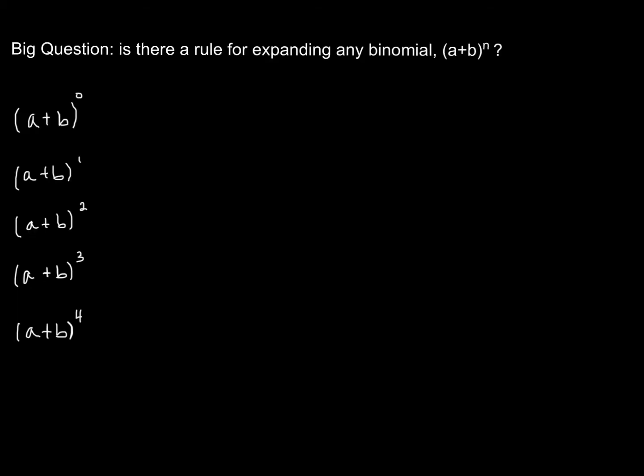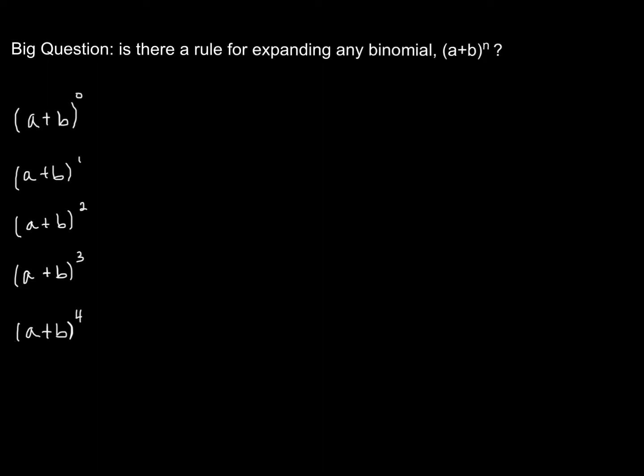Okay, so the rule that we're trying to figure out is what is the rule for taking a plus b and raising it to the nth power? What am I going to be getting whenever I do this? And this is for any binomial a plus b, and so what we need is to represent each of these possible terms with a variable, a and b, so that no matter what they are, we know what the rule is going to be and we can expand it.